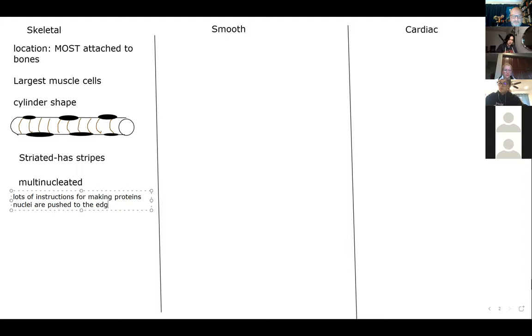They're not pushed out of the cell, they're still in the cell. So they would still be inside the plasma membrane. So for instance, if I were to draw the plasma membrane on this cell, they're still inside of the plasma membrane, but they're pushed to the side by all those perfectly arranged proteins.